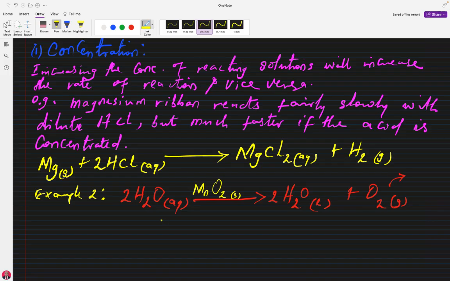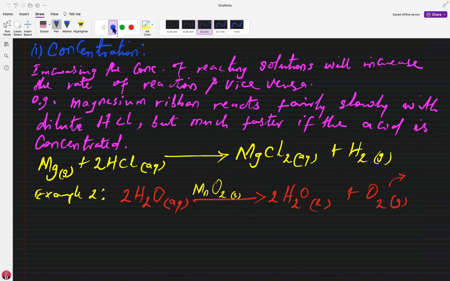But as it is dilute, oxygen is produced at a slower rate. That is just a second example, but the first example is better for the concentration above. Let's go to number 2.